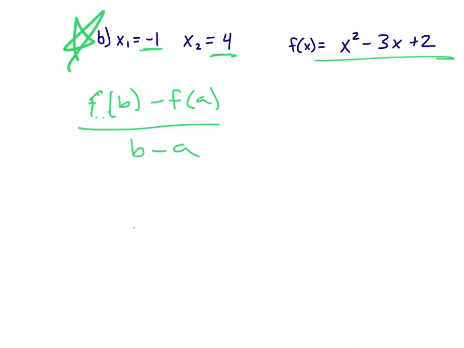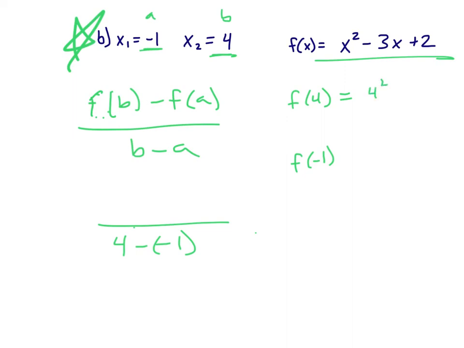So we know that our a is -1 and our b is 4. And again, it doesn't matter which one you pick for a or b, you'll get the same thing. So on the bottom, we're going to have 4 minus -1. And then the top, we need to find out what f of 4 is and what f of -1 is. So all we do is plug in 4 and then plug in -1 into our equation.